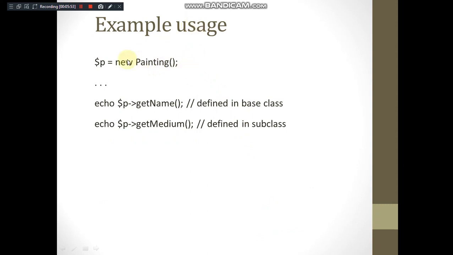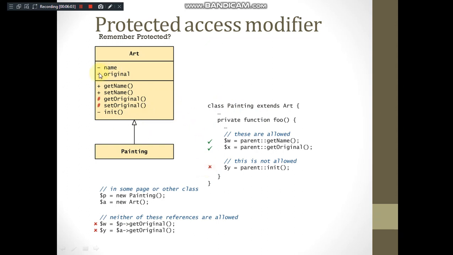How to use it: $p equals new Painting; $p arrow getName is defined in the base class, and getMedium is defined in the subclass. This is the protected access modifier, and you know the details of protected. It is accessible by derived classes, but not by other classes and not by subsequently derived classes.